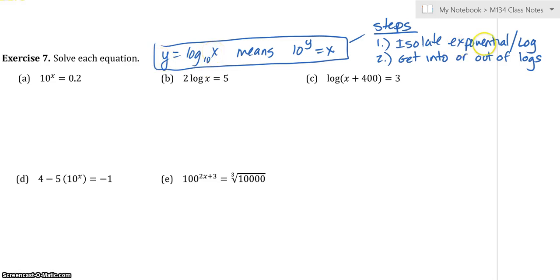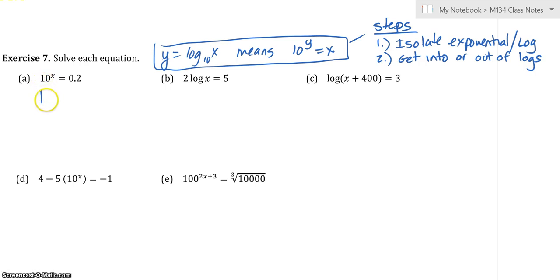The steps I'm going to use is I'm going to first isolate the exponential, part B is already done, or the log, and then I'm going to get into or out of logs. Whenever we deal with solving equations with exponentials with a variable in the exponent like part A or part B when we have a log, they're just inverses of each other. So let's go ahead and do the first 2 together. So what would this be? Again, pause it right here before you see the solution.